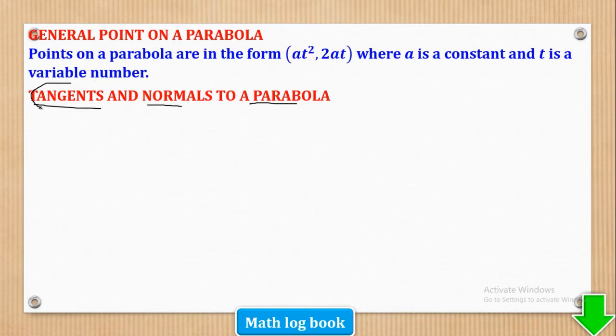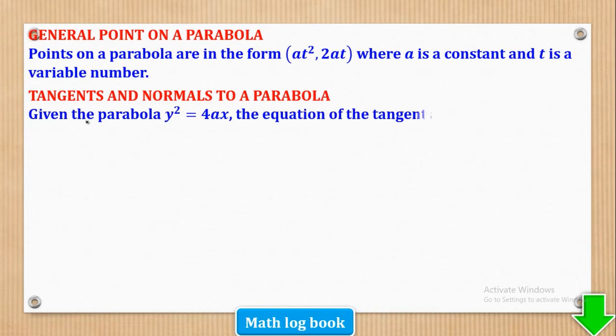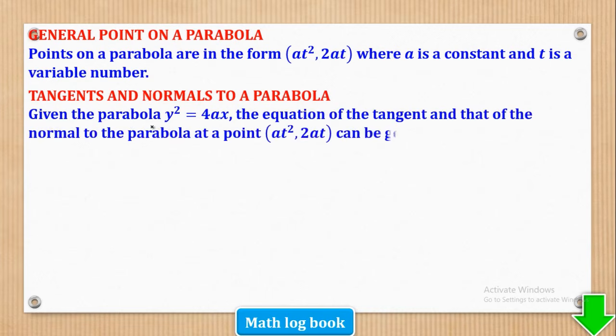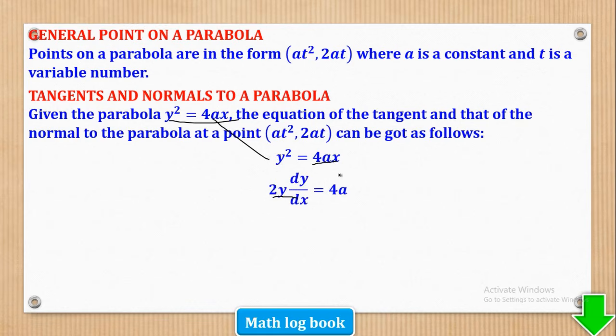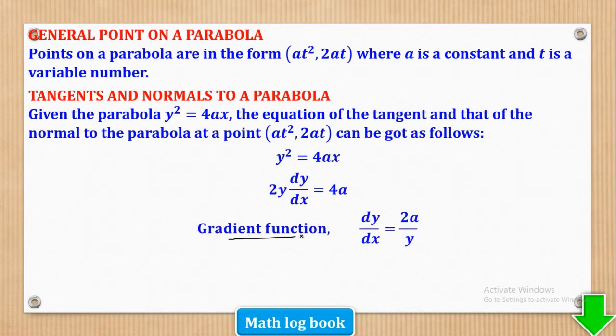So I believe by now you know what a tangent is and what a normal is. So given a parabola this, the equation of the tangent and that of the normal to the parabola at this point, which is a general point on a parabola, can be got as follows. So you know this equation of the parabola. The first thing to do is to differentiate both sides. So differentiating this gives you 2y dy/dx, and differentiating this gives you 4a. When I make dy/dx the subject, I'll come up with the gradient function as 2a over y.